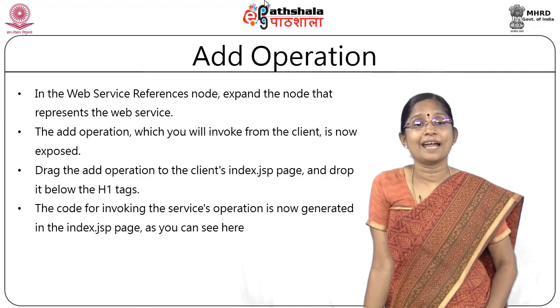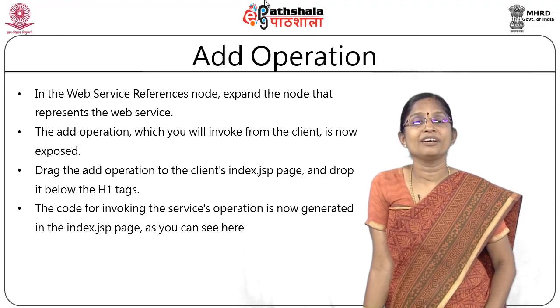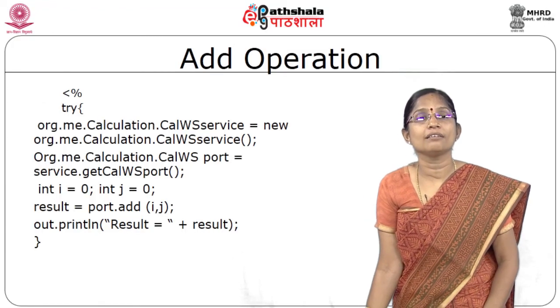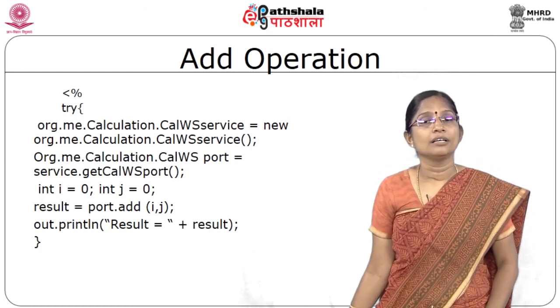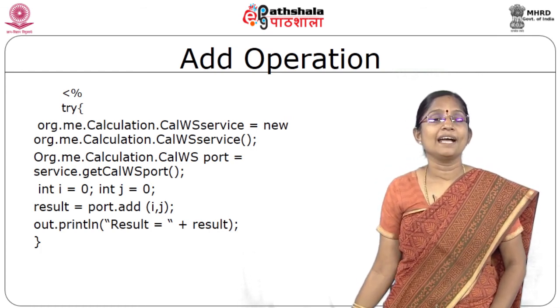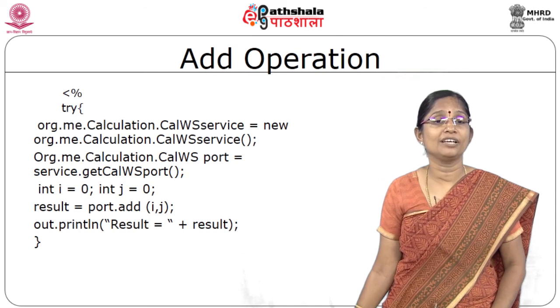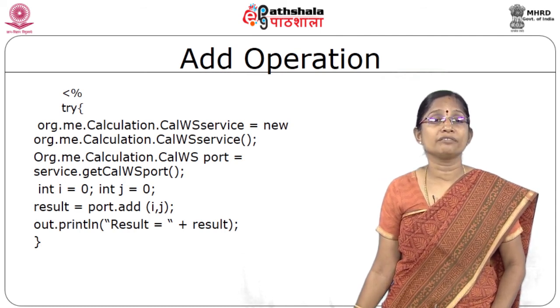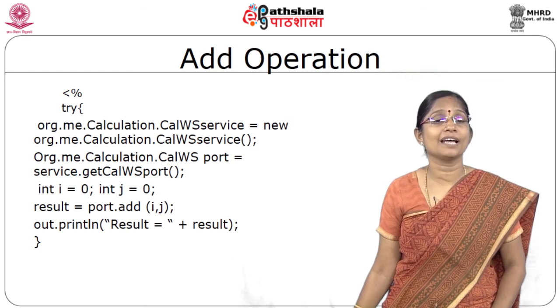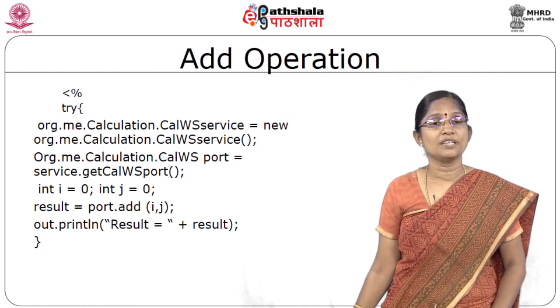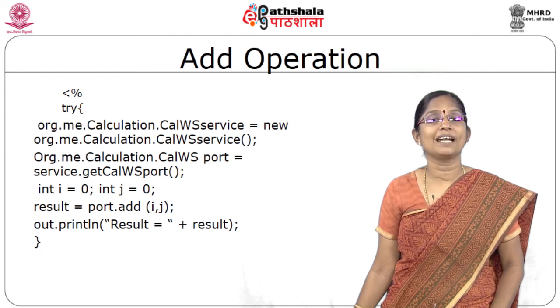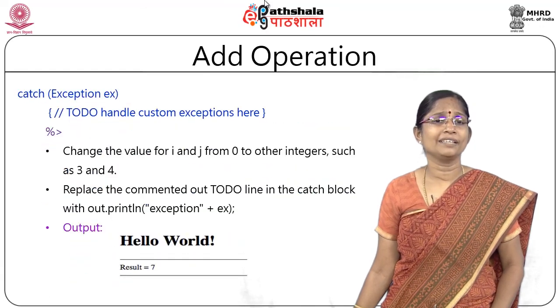Here we can drag the add operation and drop it below the H1 tags of the JSP page. Now the code for invoking the service operation is generated in index.jsp. This is the code for the JSP page, in which dragging the add operation will add this. A new service will be created, a new port will be created. The same sort of code we saw earlier in the Java client has been added here also. So int j is equal to 0, int result is equal to port.add of i, j, and the result is available. If we want exception handling, we can catch it also.